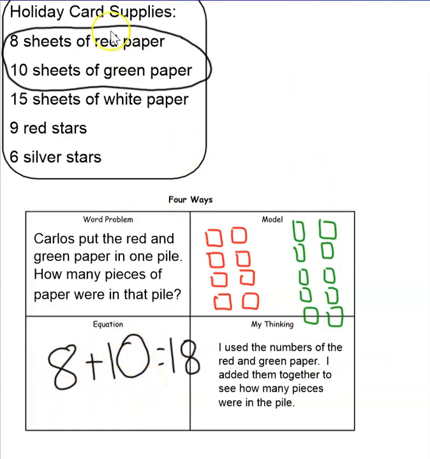So boys and girls, when we're using data, we have to really think about what information do we need to solve the problem. And today we used our 4 ways to solve this word problem. We modeled it and wrote an equation and then expressed our thinking. Great job today, boys and girls.